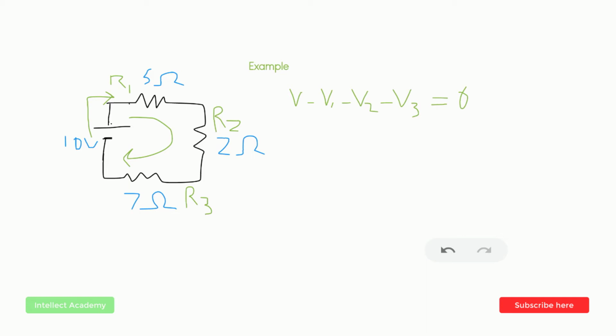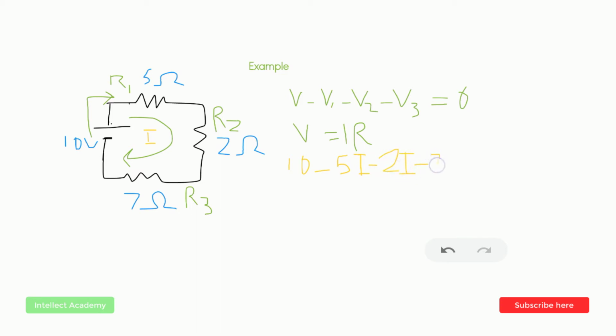I'm going to use Ohm's law over here, that is V equals IR, and we're going to put the values in this equation. The source voltage is 10 volts. In place of V1, I'm going to write 5I. I over here is actually the loop current that we assumed. V2 would be 2I and V3 would be 7I.